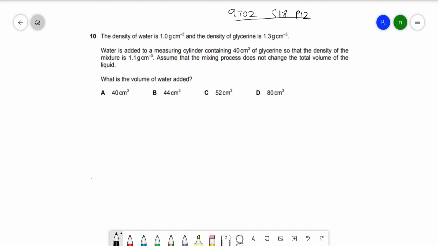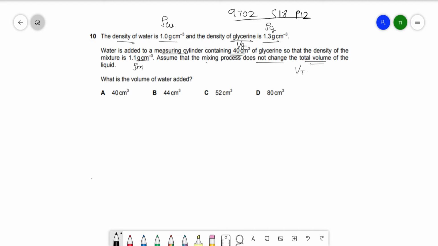So the density of water, no wait, before that, let's analyze all the data that we've been given. So the density of water, which is 1 gram per centimeter cube, and the density of glycerine. I'll be using the notation G for density of glycerine. So water is added to a measuring cylinder containing 40 centimeter cube of glycerine, so Vg. So the density of the mixture is 1.1 grams per centimeter cube. Assume that the mixing process does not change the total volume.